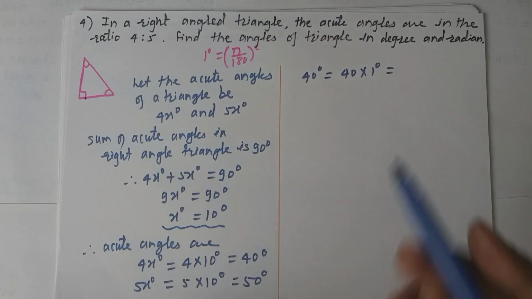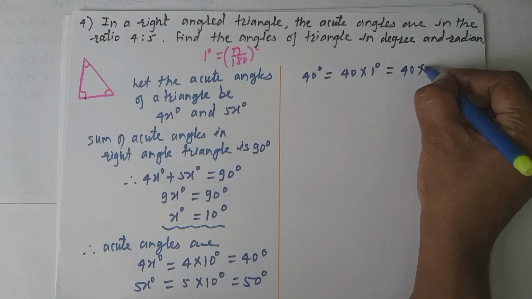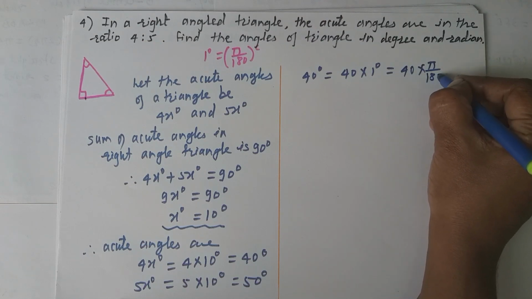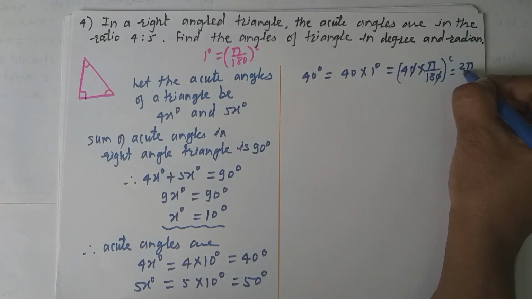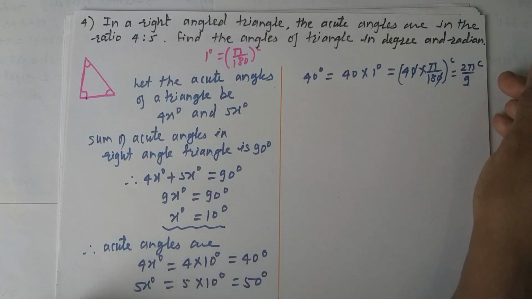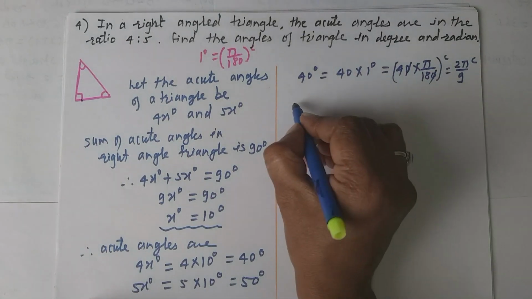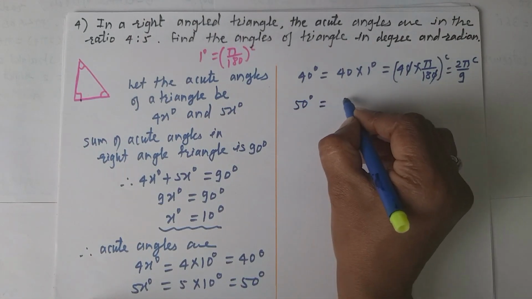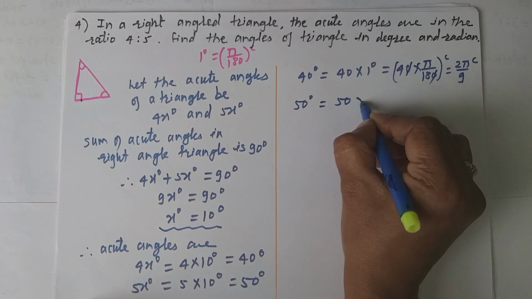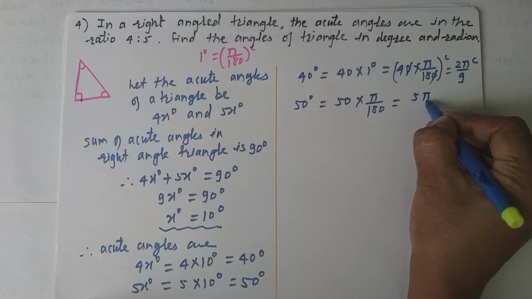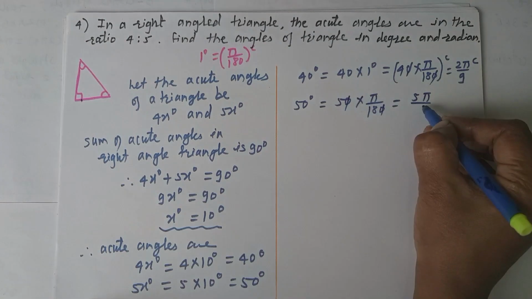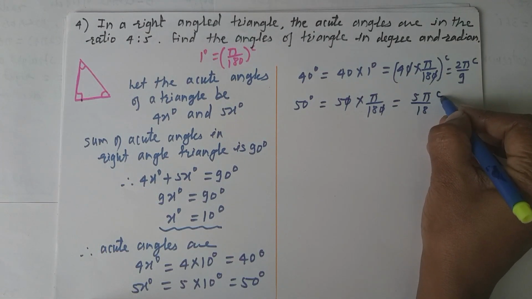Then you keep the value of 1 degree, that is pi divided by 180. After simplification, what is this? This is nothing but 2 pi by 9 radians. Okay. Then convert this 50 degree. This 50 degree can be written as, then simplify this. After simplification, the 0 will get cancelled, and it is 5 pi by 18 radians.